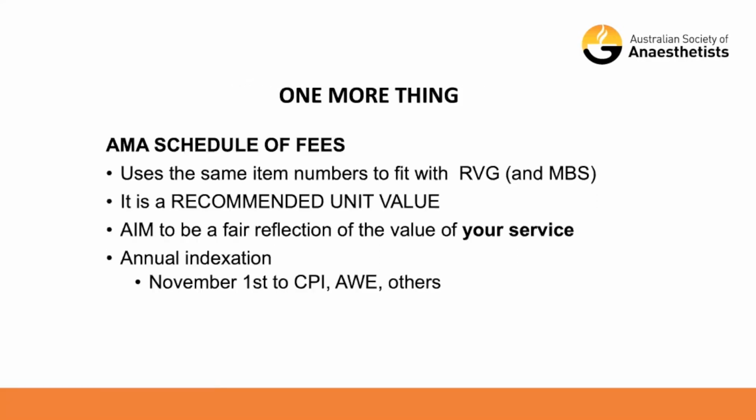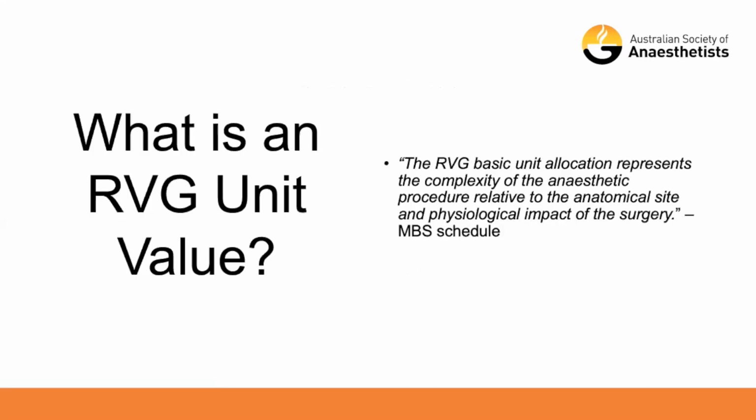patient's rebate amount. There's one other thing: the AMA also has a schedule of fees. This uses the same item numbers that fit with the RVG and the Medicare benefit schedule. It's a recommended unit value, and the aim is that it should be a fair reflection of the value of your service. It's indexed annually on the 1st of November, and they take into account CPI and average weekly earnings and I don't know what else to calculate and index that amount. Now that amount has been indexed since the inception of the RVG. Unfortunately, the Medicare benefits schedule has not been so regularly indexed.